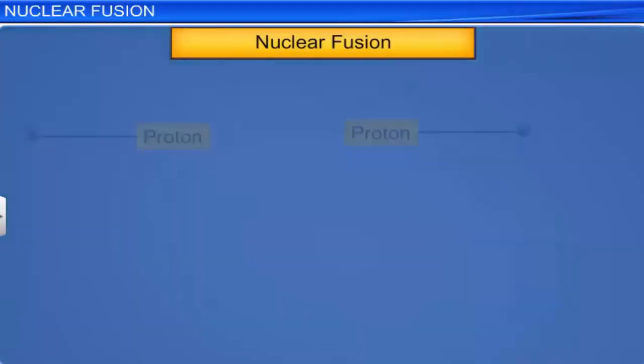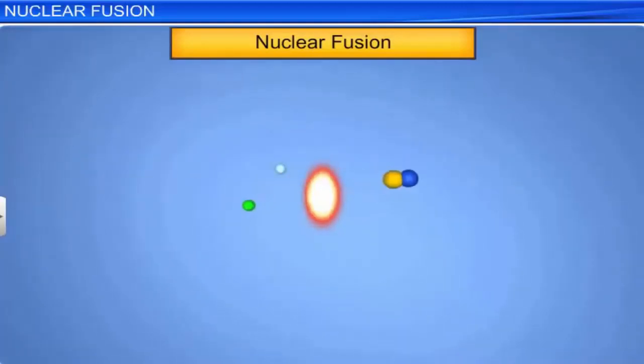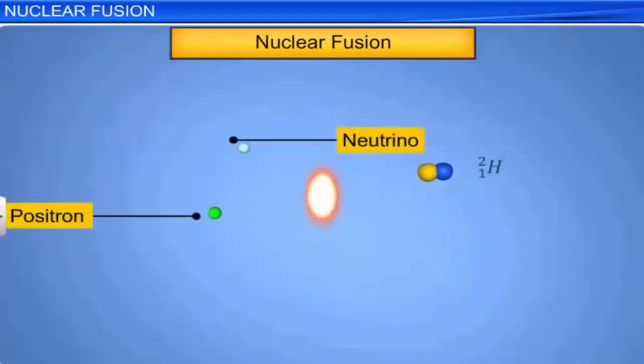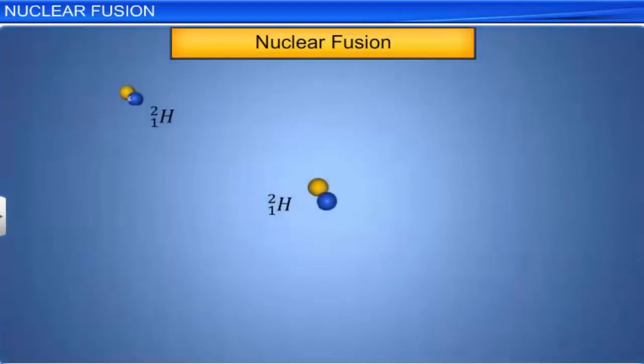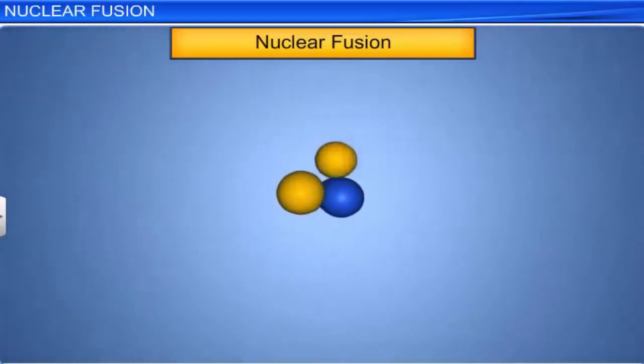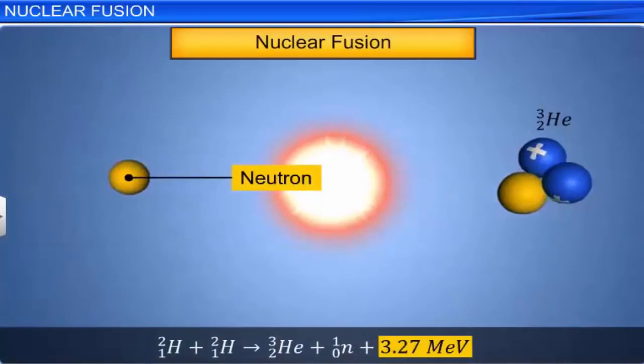For example, when two hydrogen nuclei, that is, protons, fuse together, a larger nucleus of deuterium is formed. In this process, a large amount of energy, approximately equal to 0.42 million electron volt, is released. Similarly, when two nuclei of deuterium fuse together to form a nucleus of helium, energy equal to 3.27 million electron volt is released in the process along with a neutron.